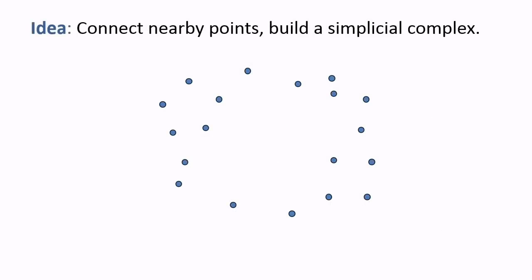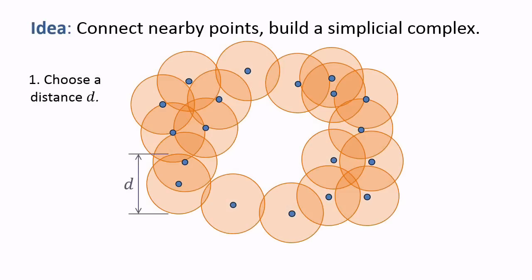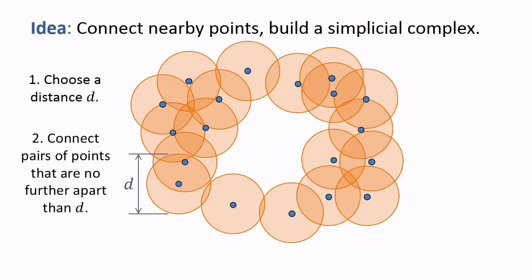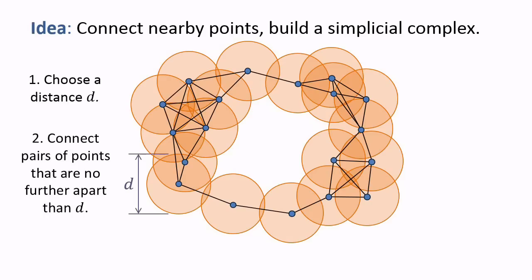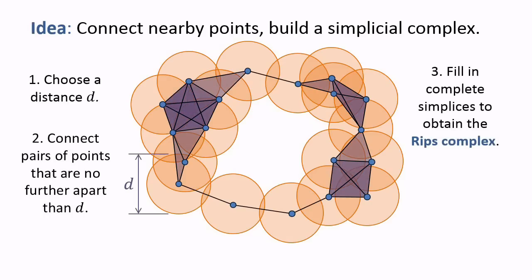Let's connect nearby points and then build a simplicial complex. We start with a distance d, as before, and connect pairs of points that are no further apart than d. This time, however, we fill in complete simplices. That is, if we see 3 points connected by edges that form a triangle, we fill in the triangle with a two-dimensional face. Any 4 points that are all pairwise connected get filled in with a 3 simplex, and so on. The resulting simplicial complex is called the Rips complex, or the Vietoris-Rips complex. We then apply homology to this complex, which reveals the presence of the central hole.